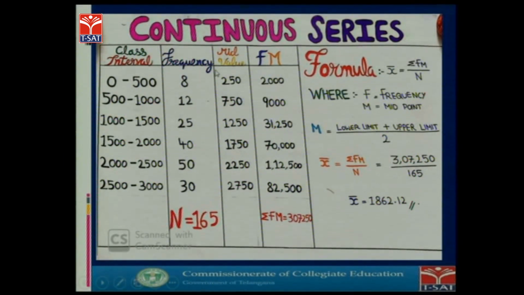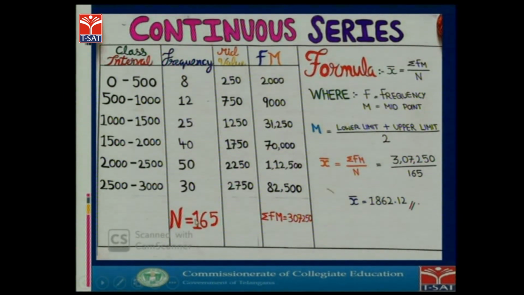N is the number of observations. Now the class intervals are given as 0 to 500, 500 to 1000, 1000 to 1500, 1500 to 2000, 2000 to 2500, 2500 to 3000. These are the frequency values 8, 12, 25, 40, 50, 30.